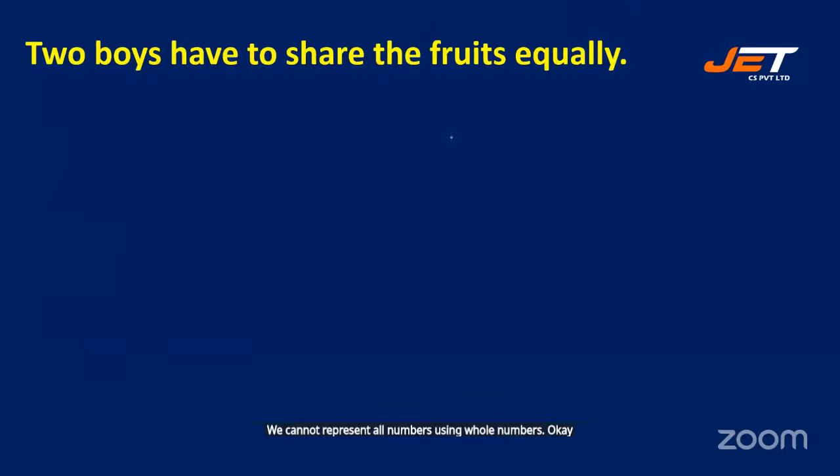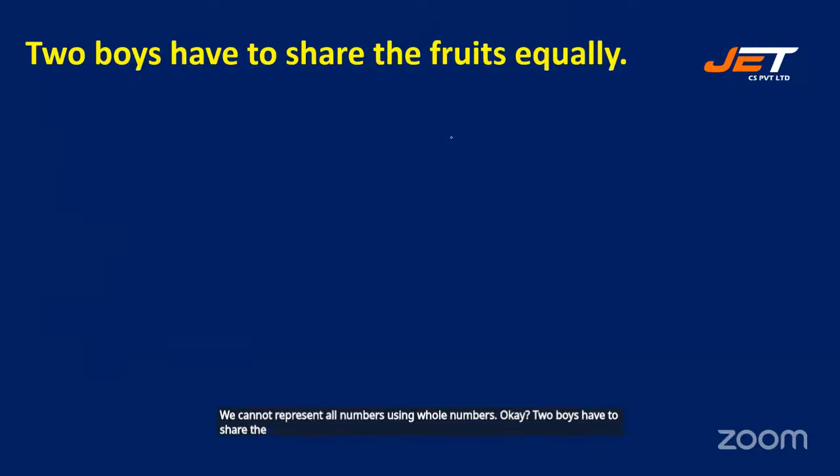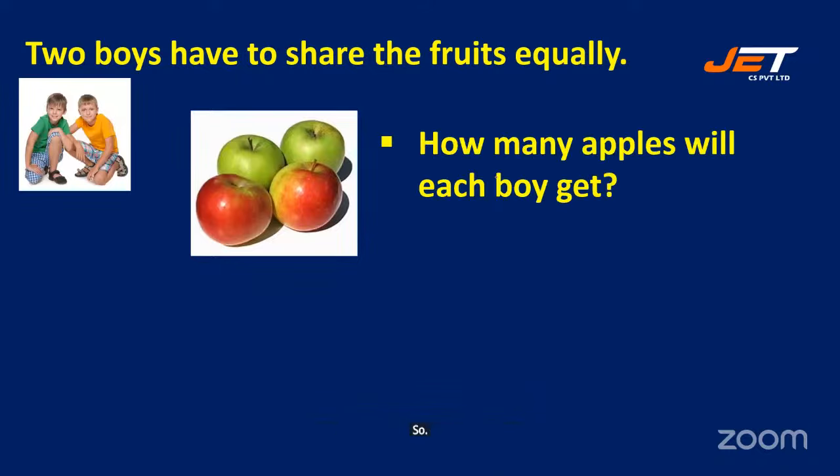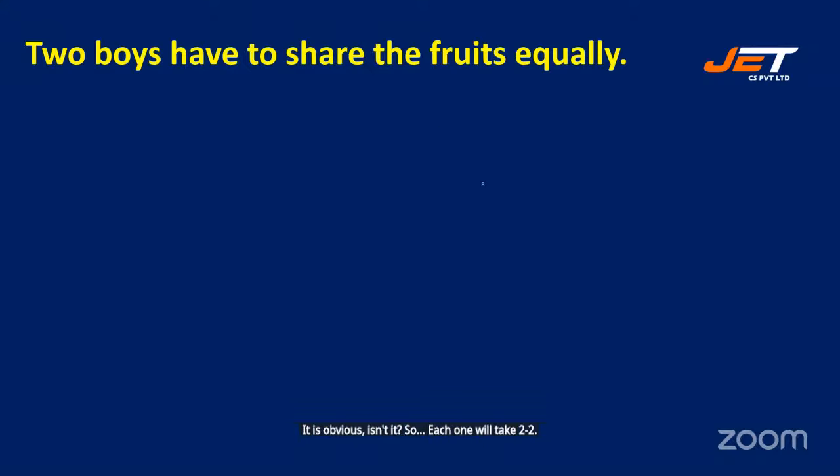Okay? 2 boys have to share the fruits equally. You can see here, there are 4 apples. So 2 boys, they have to share. How many apples will each boy get? It is obvious, isn't it? Each one will take 2.